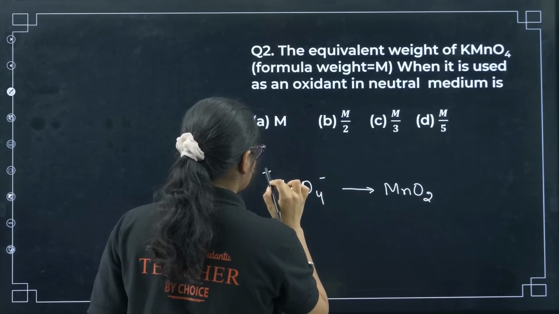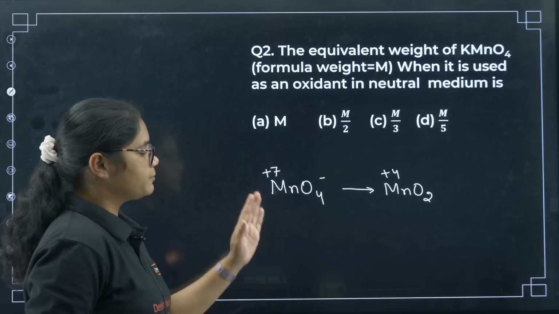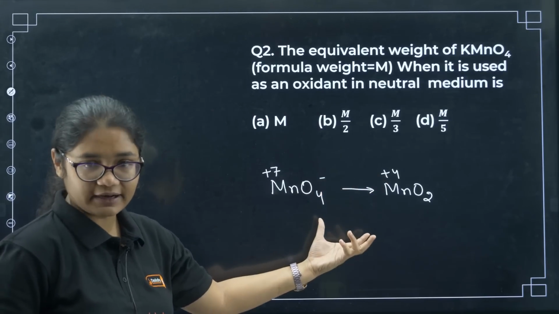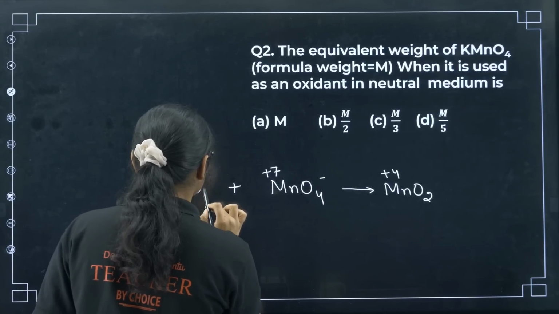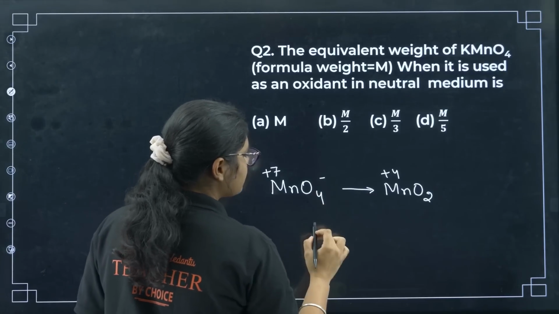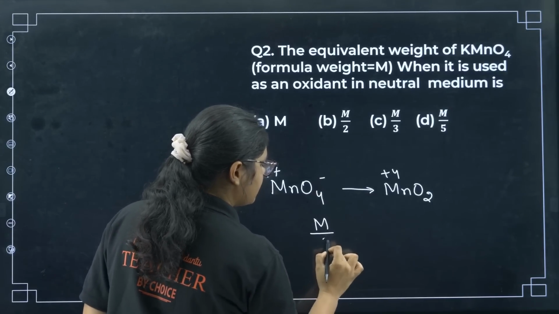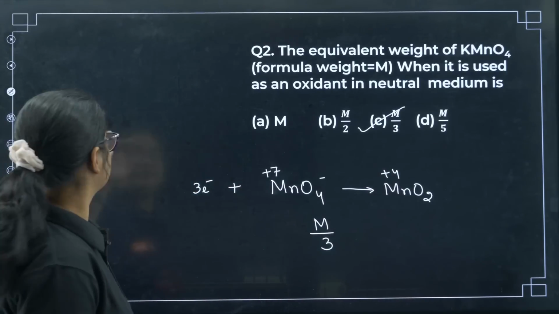Okay, so here it is plus 7 to plus 4. Right, so plus 7 to plus 4, it is 3 electrons. So I can say that there is a gain of 3 electrons. Right, so reduction is there. So the equivalent weight will be molar mass divided by n factor, that is 3. So the correct answer will be option number C here.